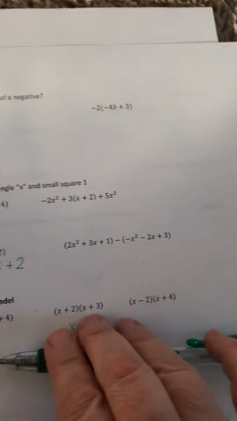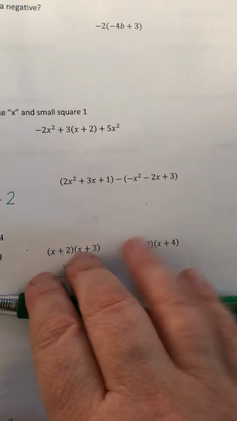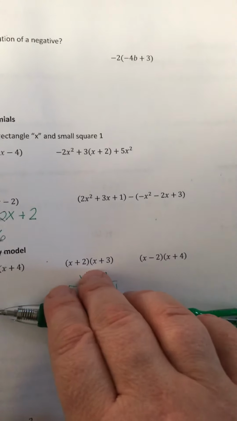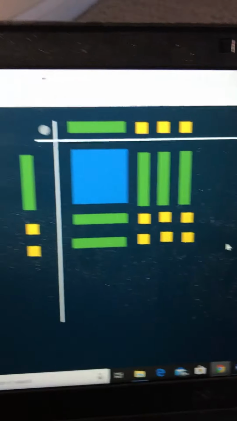All right, so let's go and look at our traditional FOIL, right? So this problem right here, like x plus 2 times x plus 3. So this exercise right here. And I actually set that up over on my computer screen. All right, so I show that here.